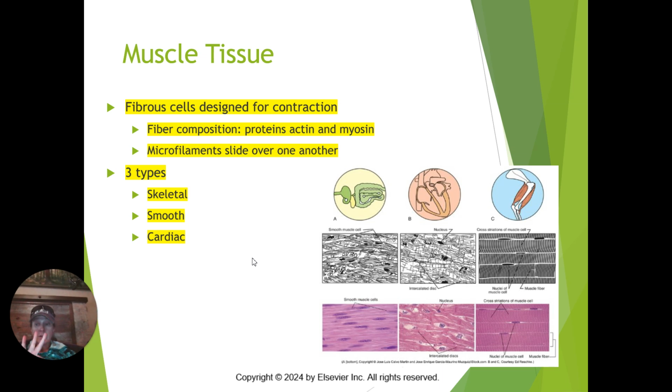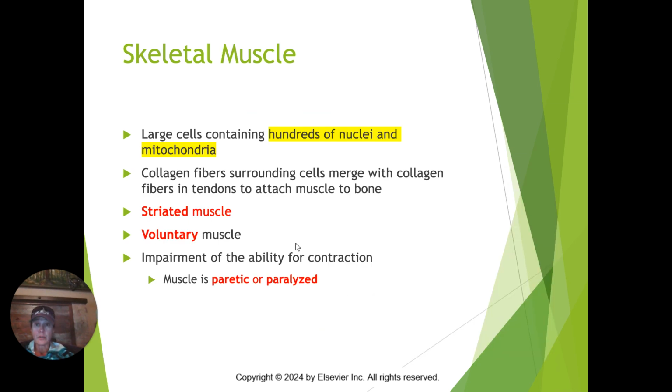The third type of our four here that we're not going to talk about in as much detail is muscle tissue. Muscle tissue is very fibrous and is designed for contracting. It consists of actin and myosin and has myofilaments that slide over one another. Three basic types of muscle tissue are skeletal, smooth, and cardiac, and they look very different underneath the microscope.